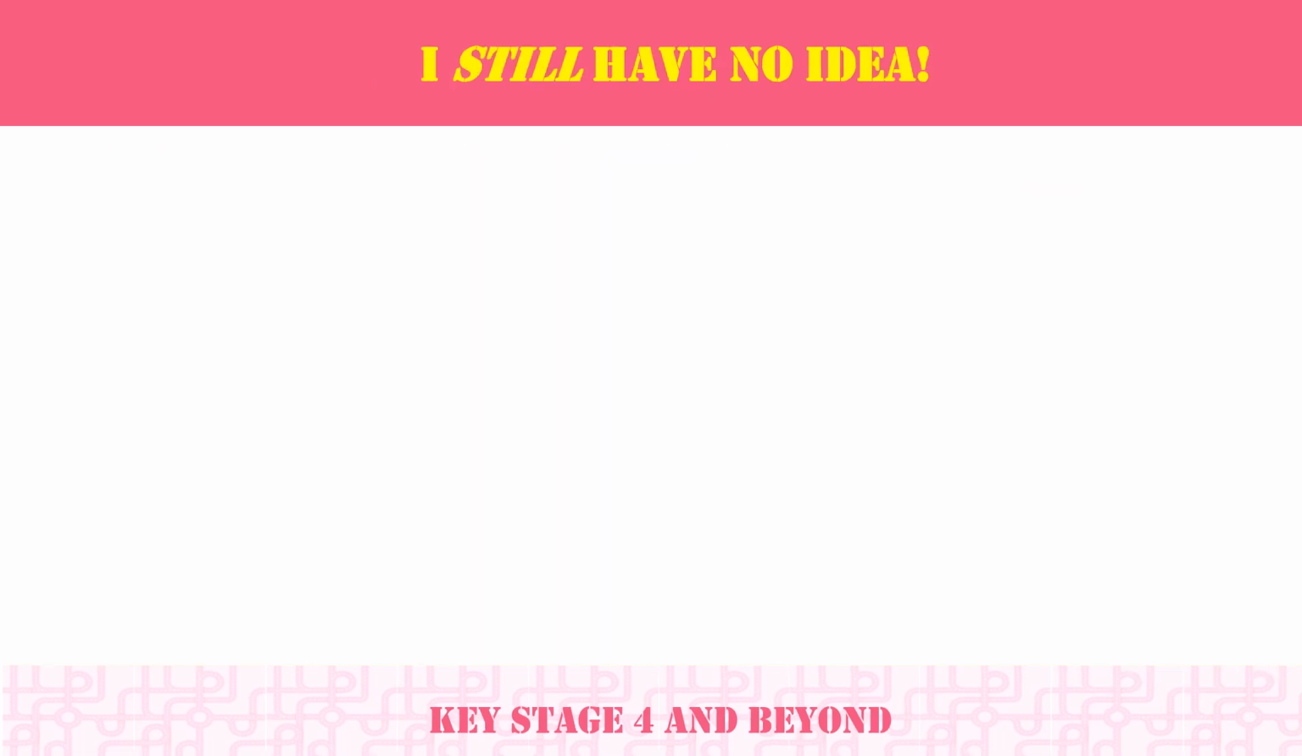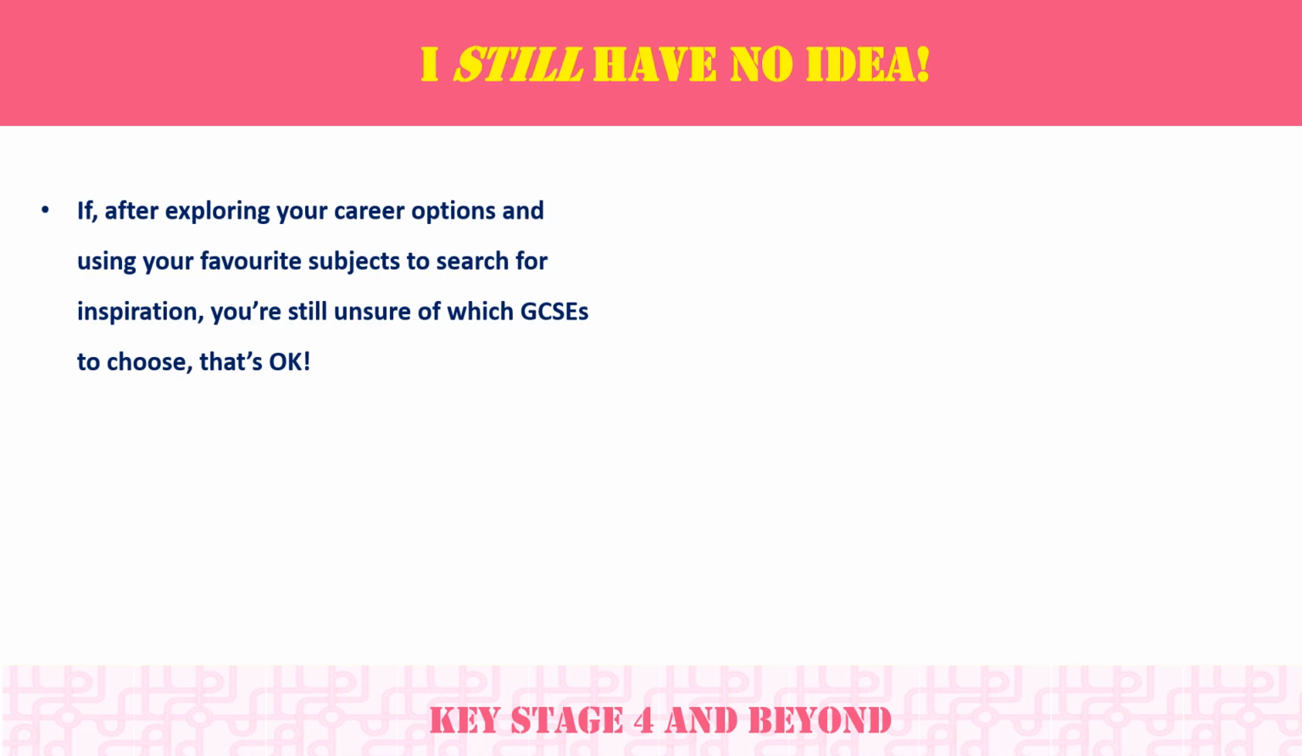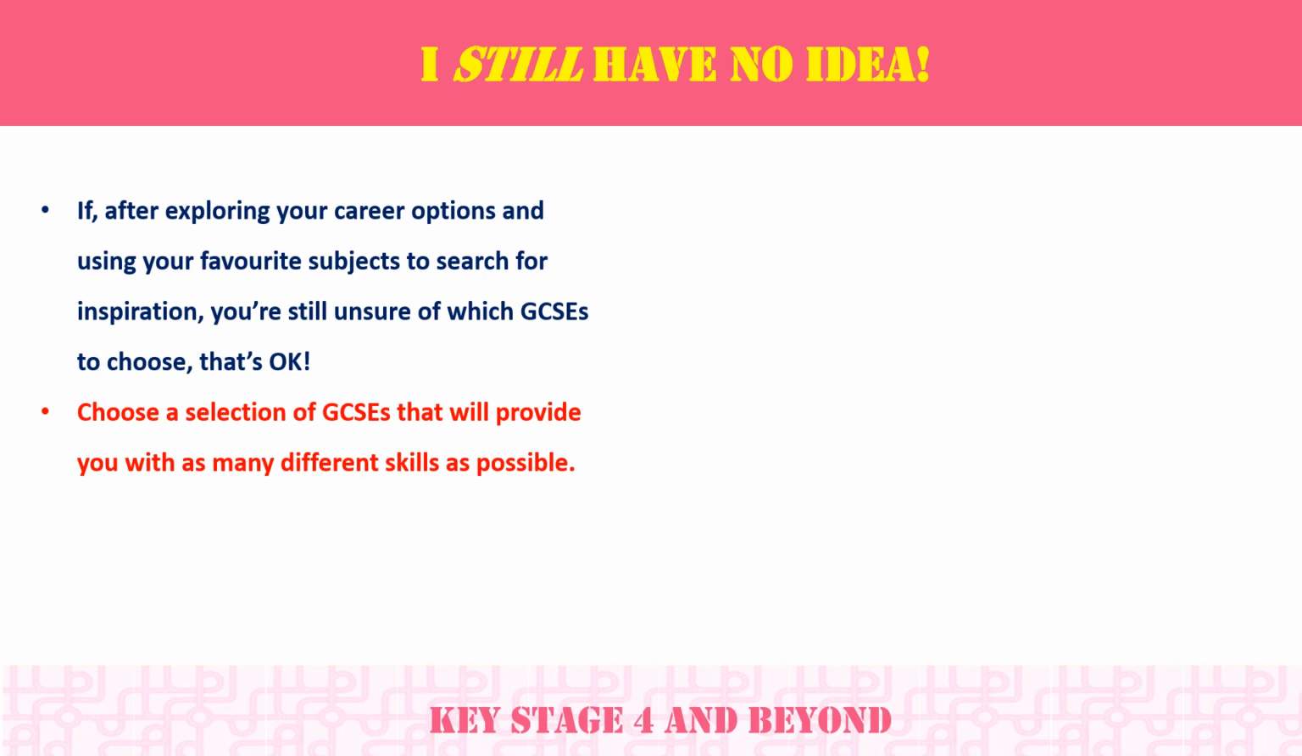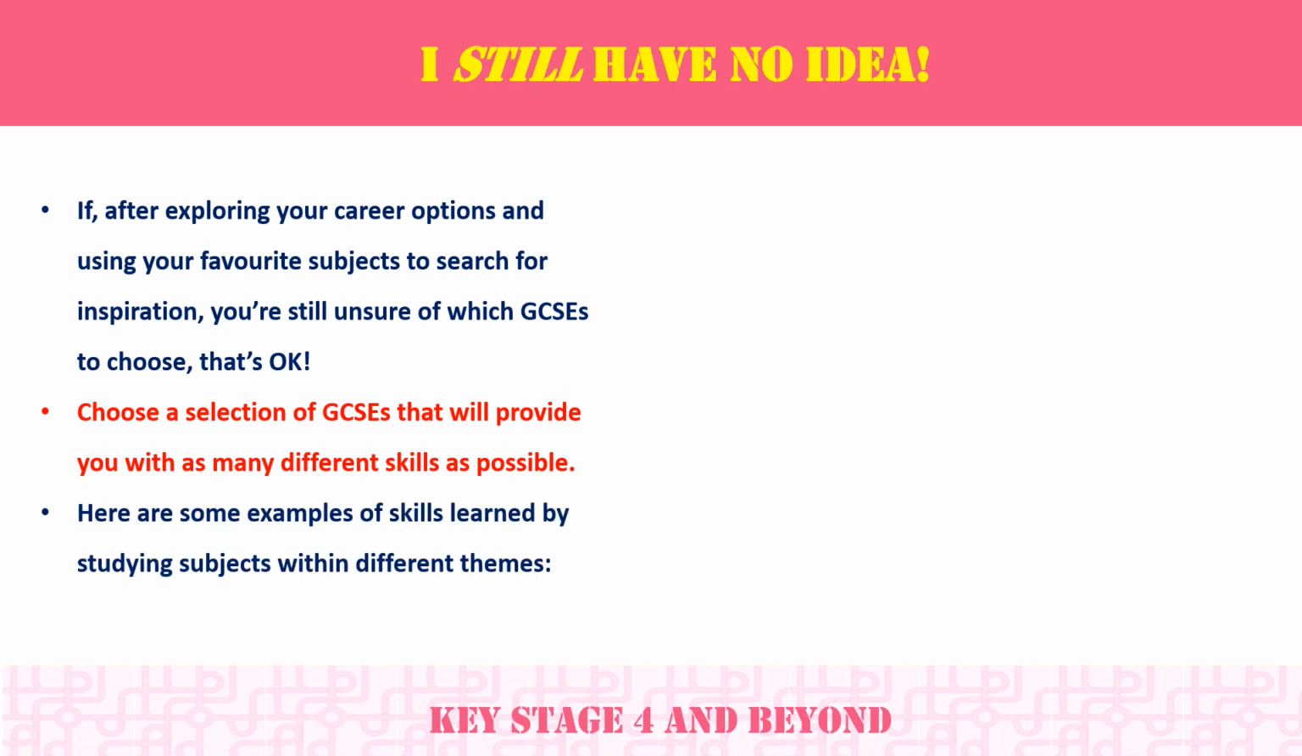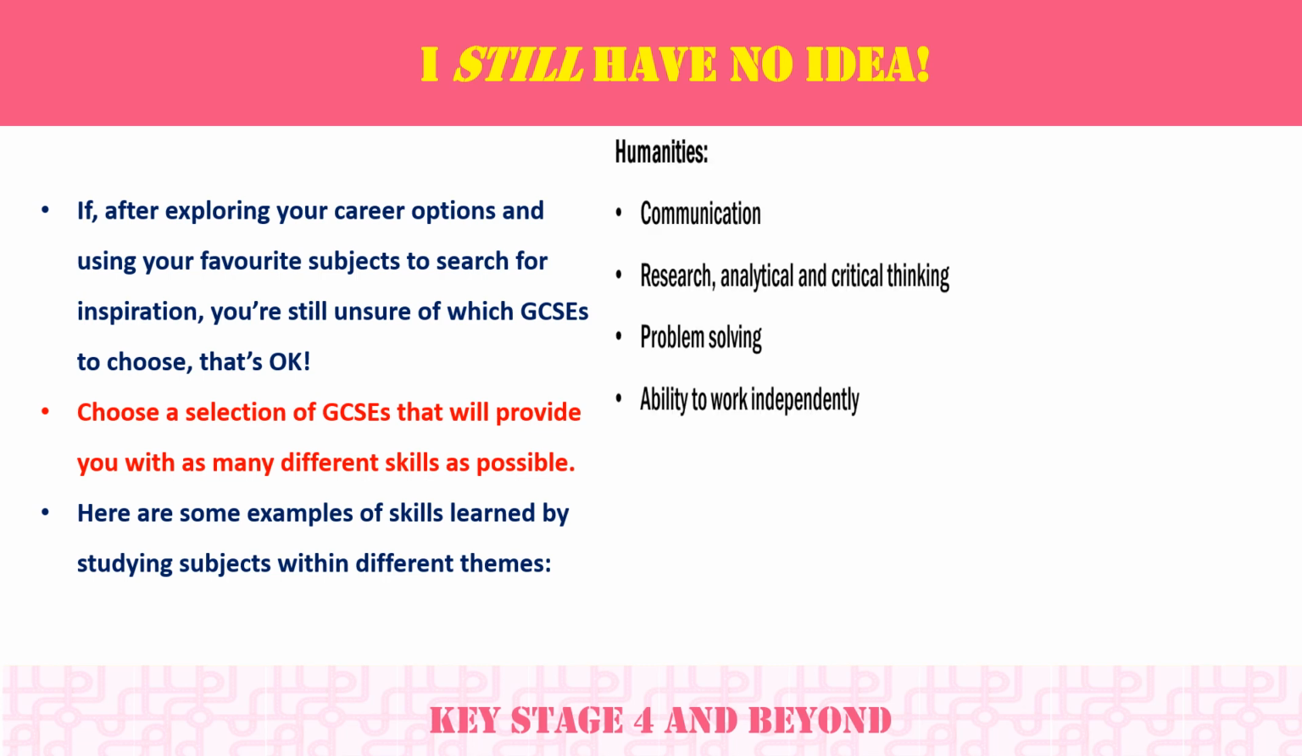When you've had a look and you've spoken to your parents and you still have no idea, then don't worry. If after exploring your career options and using your favourite subjects to search for inspiration, you're still unsure of which GCSEs to choose, it is okay. We would advise to choose a selection of GCSEs that will provide you with as many different skills as possible. And here are some examples of skills that are affiliated with certain subjects within different themes.